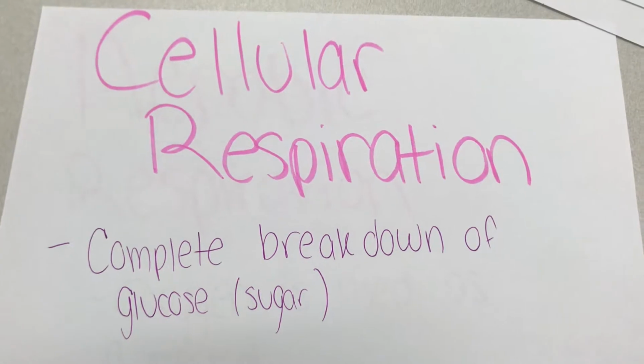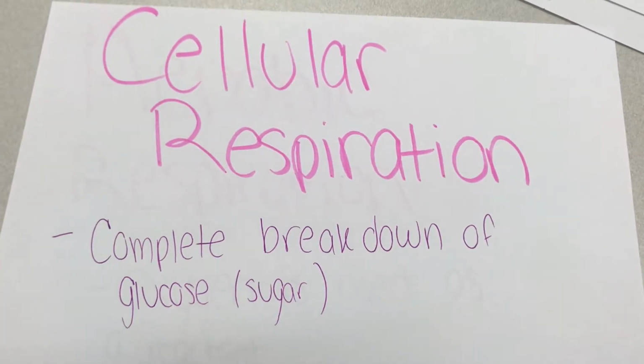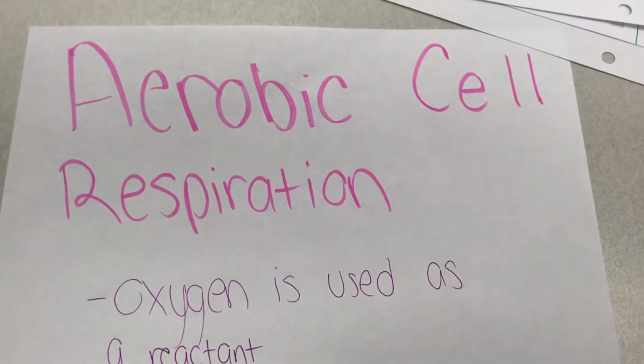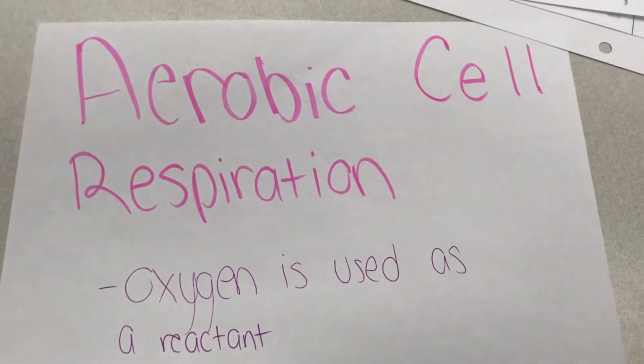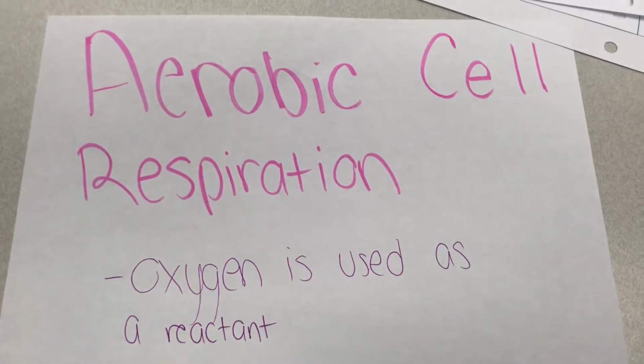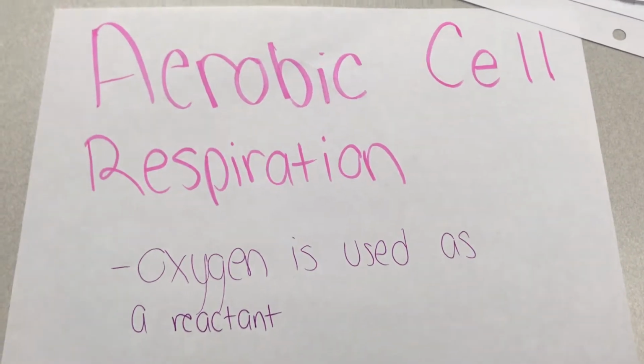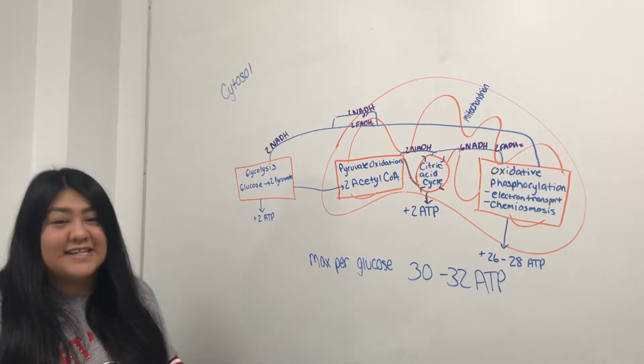Cellular respiration is the complete breakdown of glucose, aka sugar. There are two types of cellular respiration, but today we're going to focus on aerobic cellular respiration, which means that oxygen is used as a reactant. There are three main parts to cellular respiration.